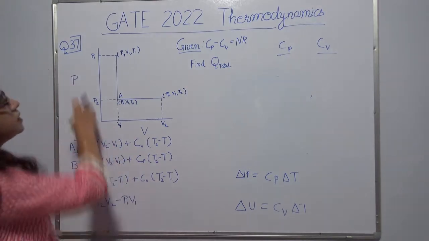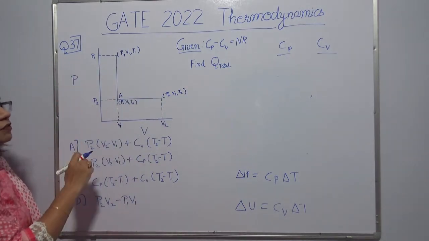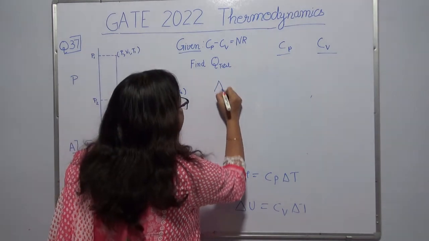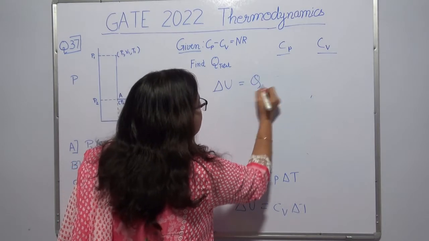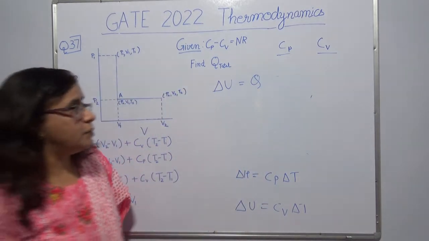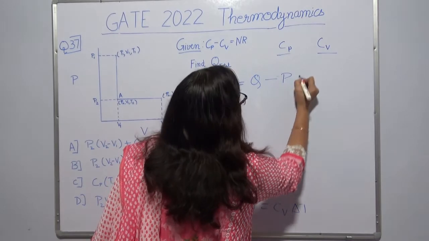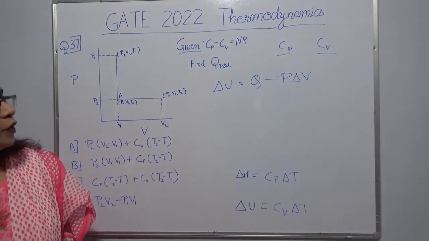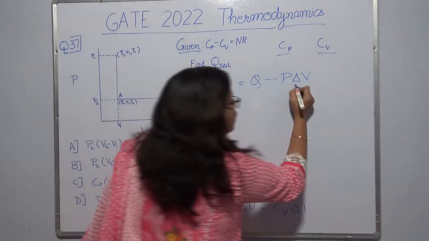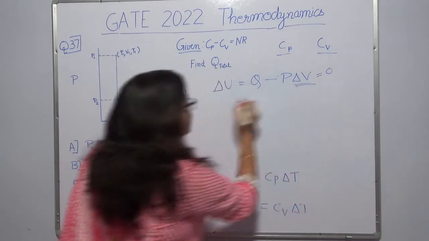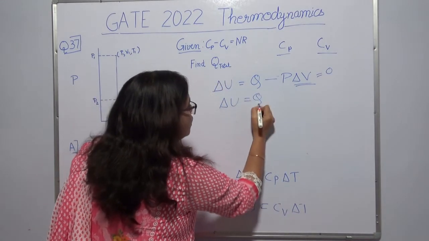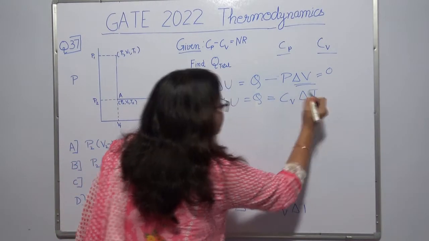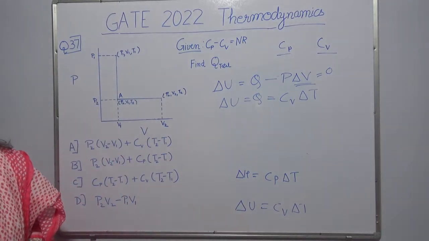Now since this is happening in a closed system, we further assume that this is a mechanically reversible process. In that case, your delta U will be given as Q plus W. Because it is a mechanically reversible process, I will write my work done as P delta V. For a constant volume process, this is equal to 0. So my delta U is equal to Q, and that is given by CV dT, or CV delta T.